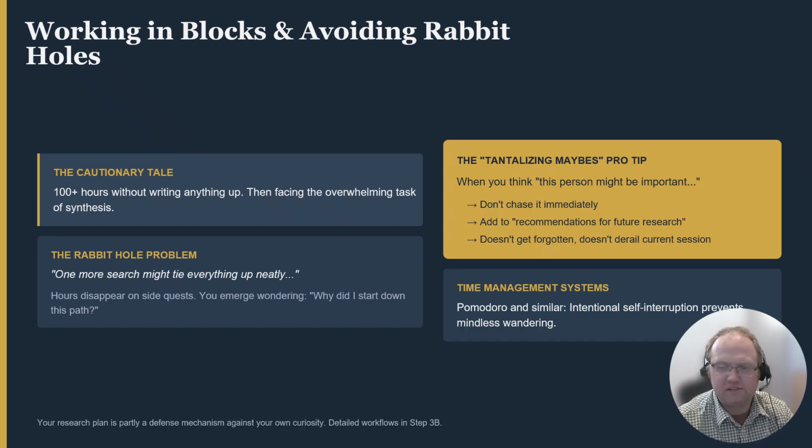There's time management systems like Pomodoro. I probably really mispronounced that. It's that Italian system where you work for like 20 minutes, then take a break, and you work for another 20 minutes, you take a 5-minute break. Then after 2 hours, you take a 30-minute break. The whole point of it is that the intentional self-interruption prevents you from mindlessly wandering and gives you a chance to stop and self-check yourself. Your plan is partly a defense against your own curiosity and killing your productivity. You know, curiosity killed the cat.